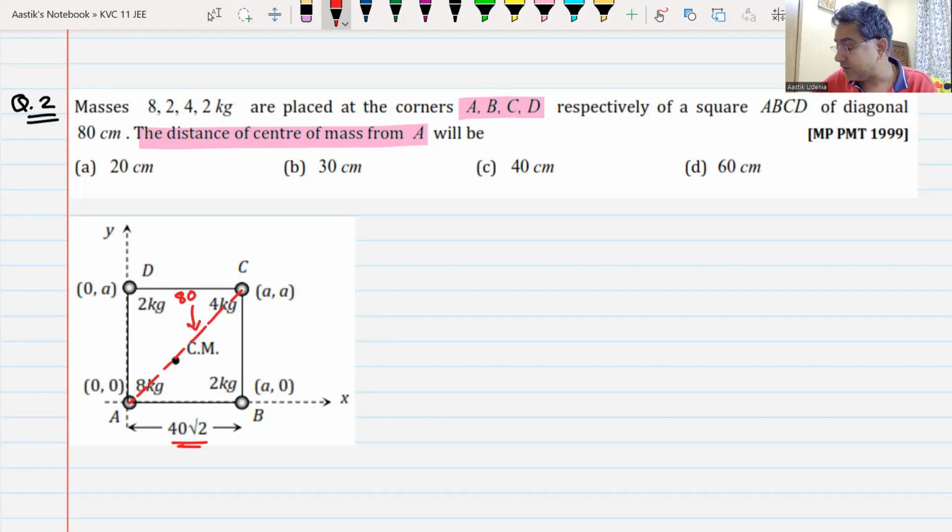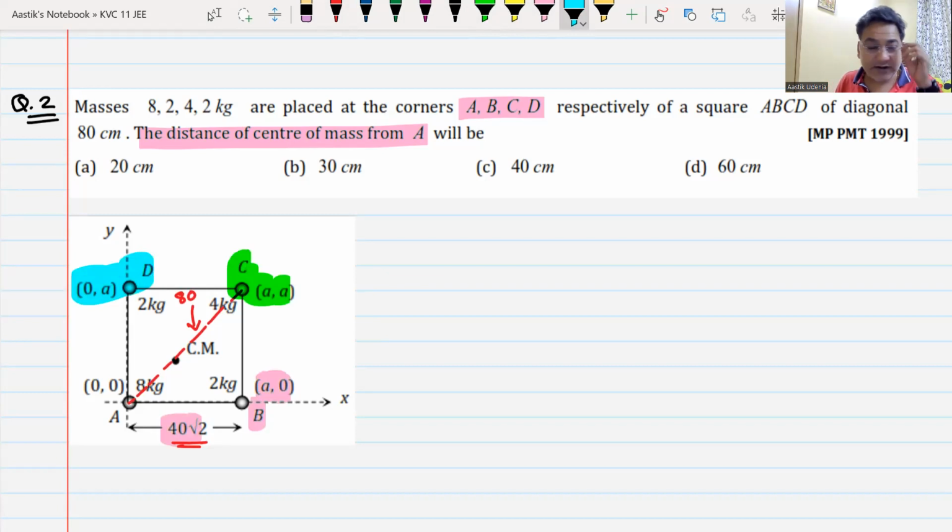Now, once you understand this, everything becomes simple. Instead of writing 40 root 2 always as the length of the side, we have the diagram, it is written as A. So coordinates of point B becomes A comma 0. Coordinates of point C becomes A comma A. And coordinates of point D becomes 0 comma A. We understand this, yes or no?